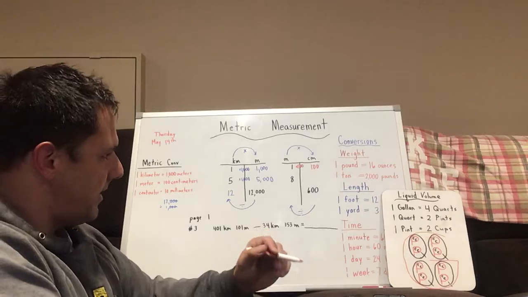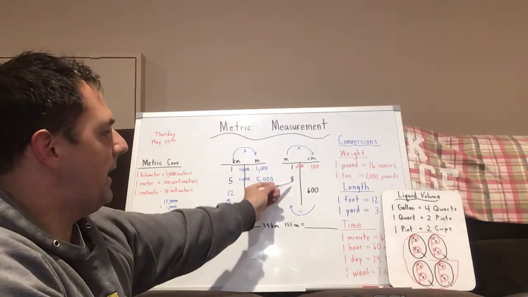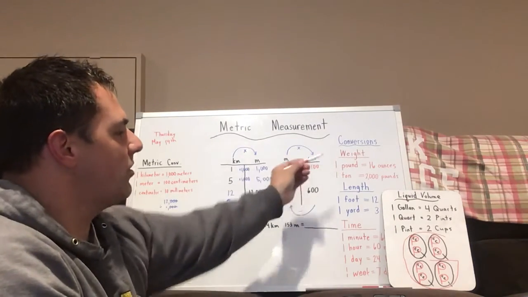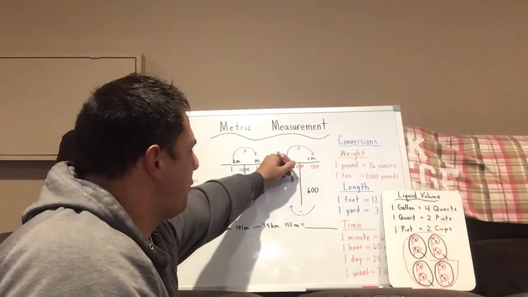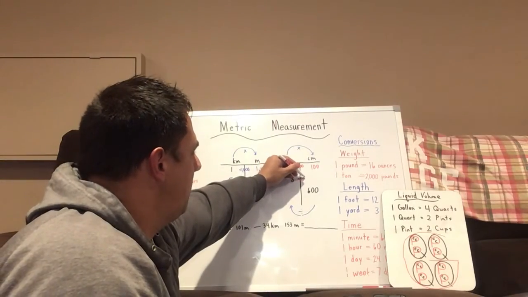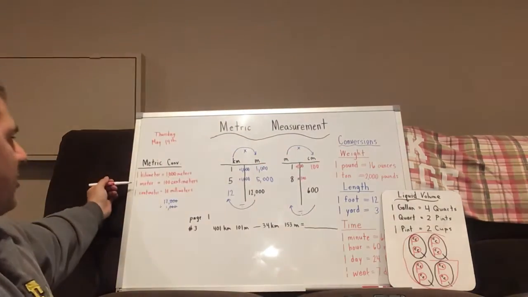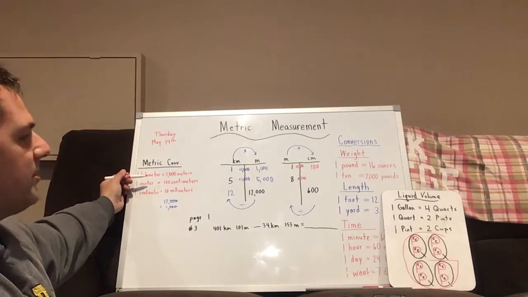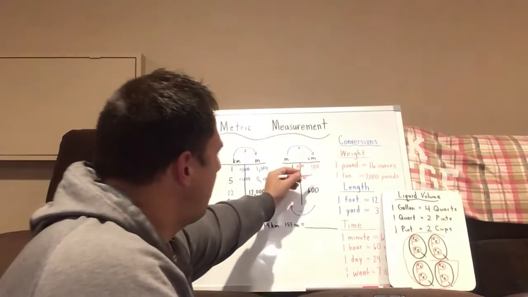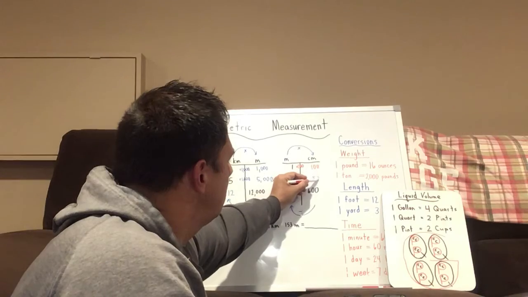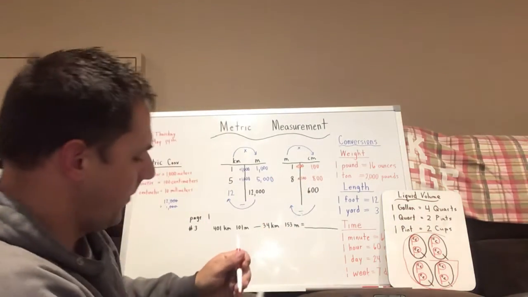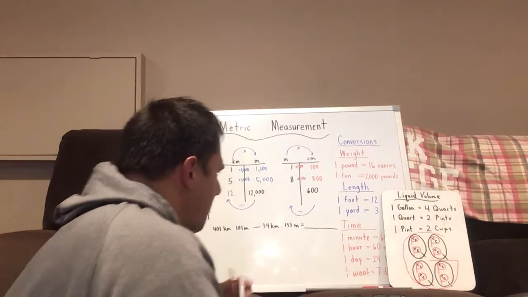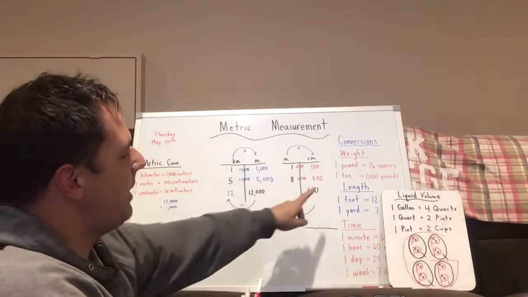For my next example, I'm giving you 8 meters. So again, I'm going from a larger unit to a smaller, so I have to multiply. And I would be multiplying by 100 because our anchor chart says 1 meter is equal to 100 centimeters. Well, I know 8 times 100 would be 800.